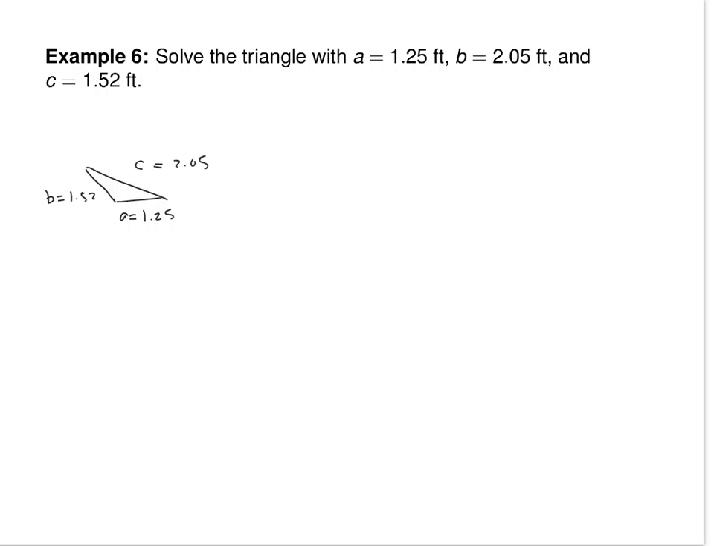I thought C was 1.52. Oh, sorry, C is 1.52. Yep. So C is 1.52 and B is 2.05. So we're like, okay.